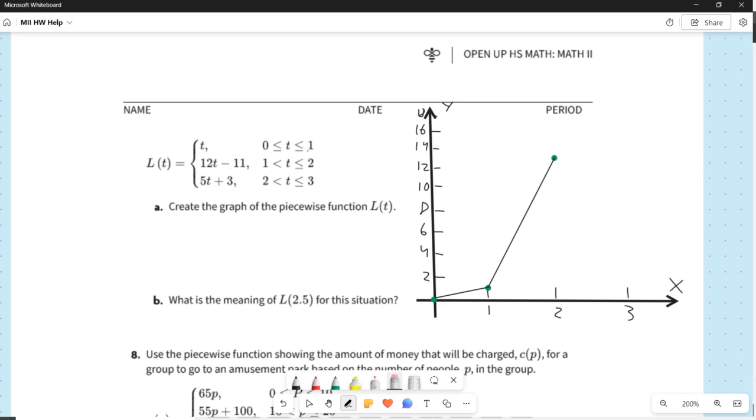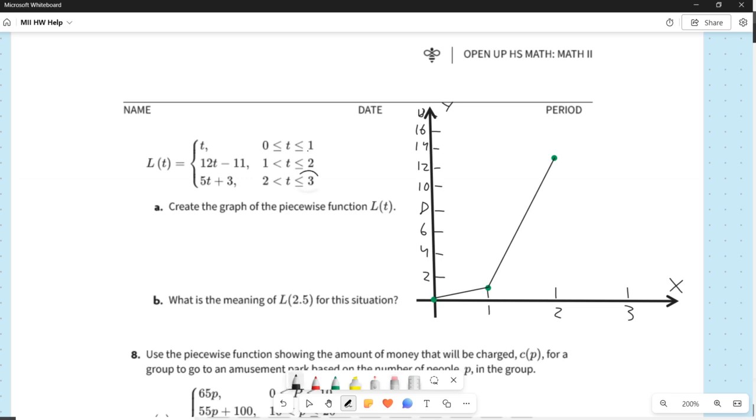Third piece is again linear, 5t plus 3. If we plug a 2, we're expecting this to be 13, and it is, right? 5 times 2 is 10, plus 3 is 13. So again, we're picking up right where we left off. This last section is running.